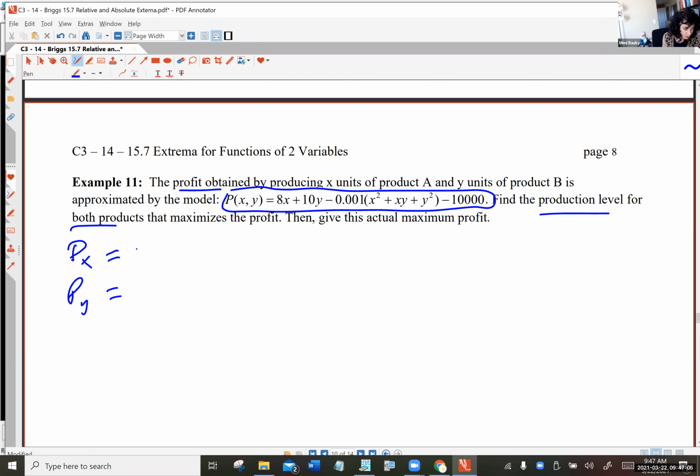So my partial with respect to x is 8 minus the 0.001 times parentheses, and then the derivative of what's inside parentheses with respect to x is 2x plus y. And I'll set that equal to 0. The other partial with respect to y is 10 minus that 0.001. And then the stuff inside parentheses, when you differentiate that with respect to y, I get x plus 2y.